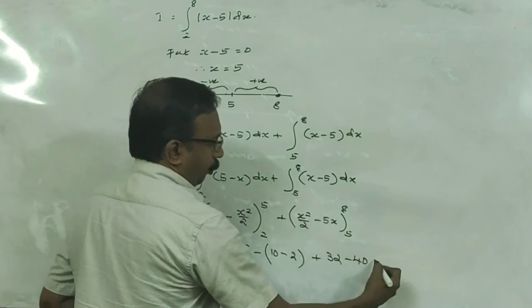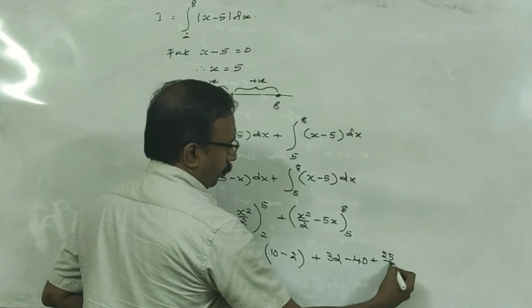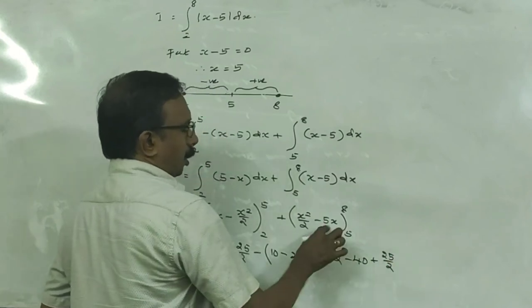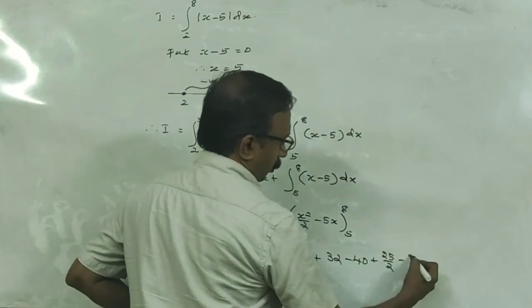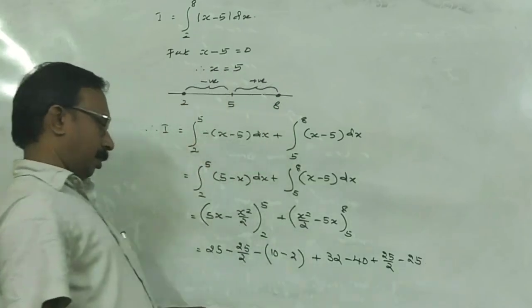Now 25 by 2, now minus 25. Isn't it? One more question.